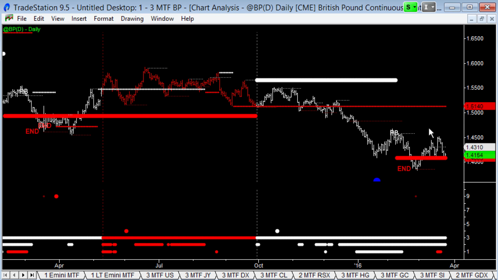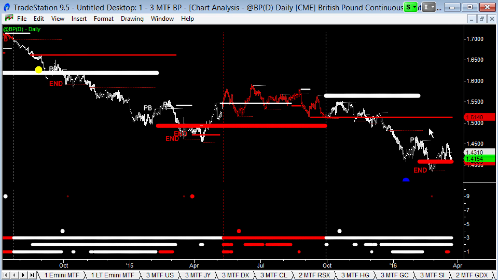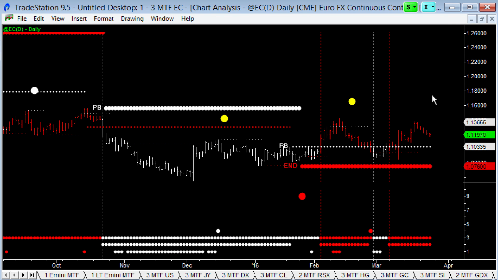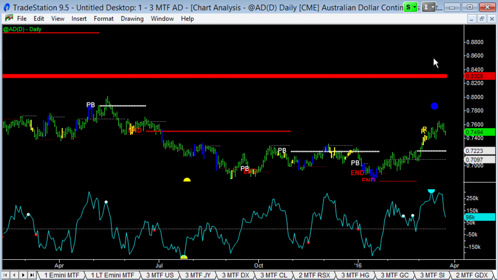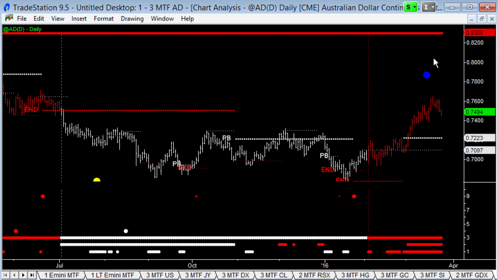It's too early for the pound. We've got too much political uncertainty in the pound to get a break going. But the euro potentially is on its way. The Aussie is definitely on its way. So there we go. That was a bit of a rip-roaring tour of the charts. I hope you enjoyed that. And that's what's going on at the moment.